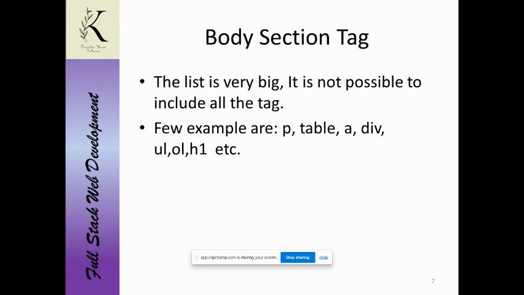So in the body section, we provide all the tags which will be visible to the user. For example, like p tag, table tag, a tag. So there are so many tags available. So all the visible portion should be part of the body tag.